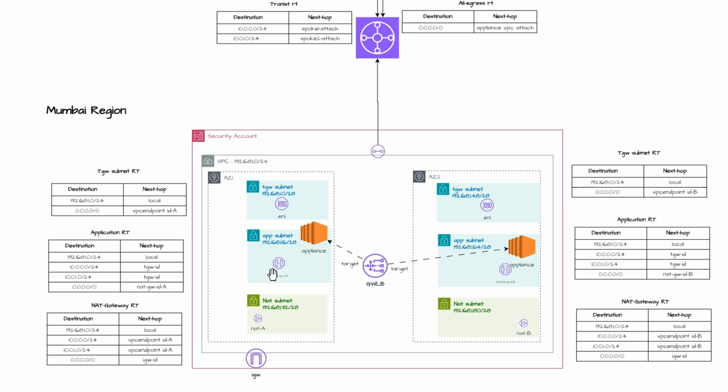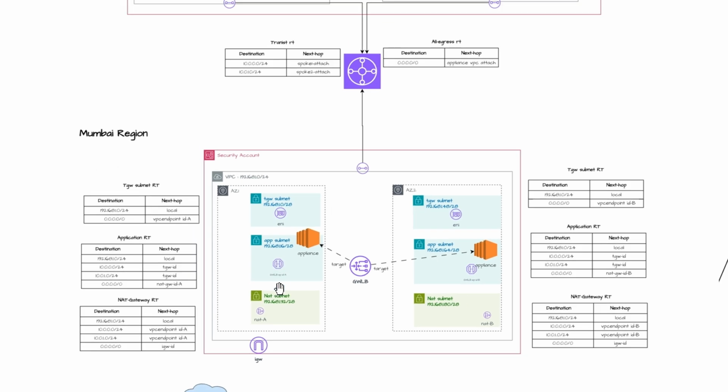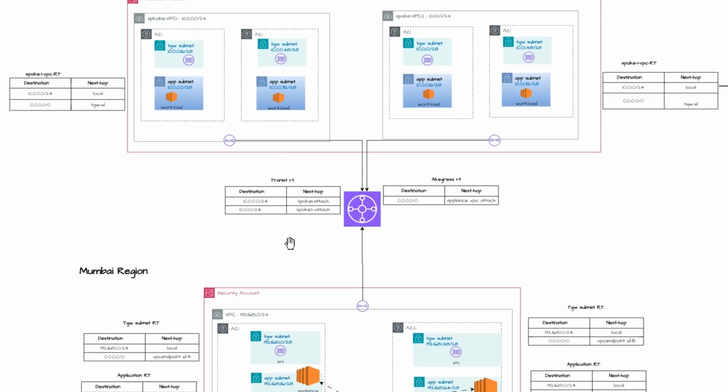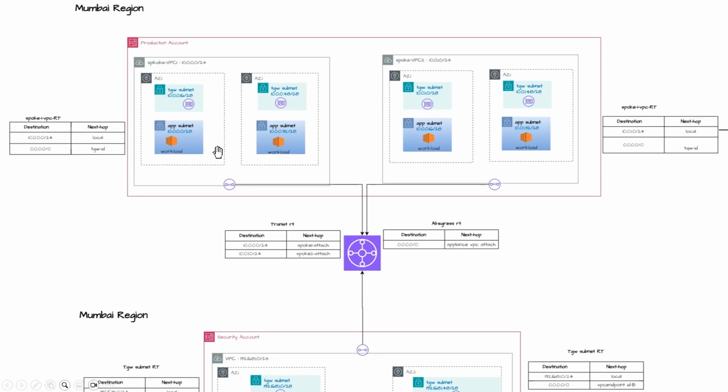To accept the traffic right from your production environment. And this is the NAT gateway in both the availability zones to send out the traffic to the internet, right? So I'm taking two availability zones, and you will see how the traffic flows from your workloads towards the internet, right?